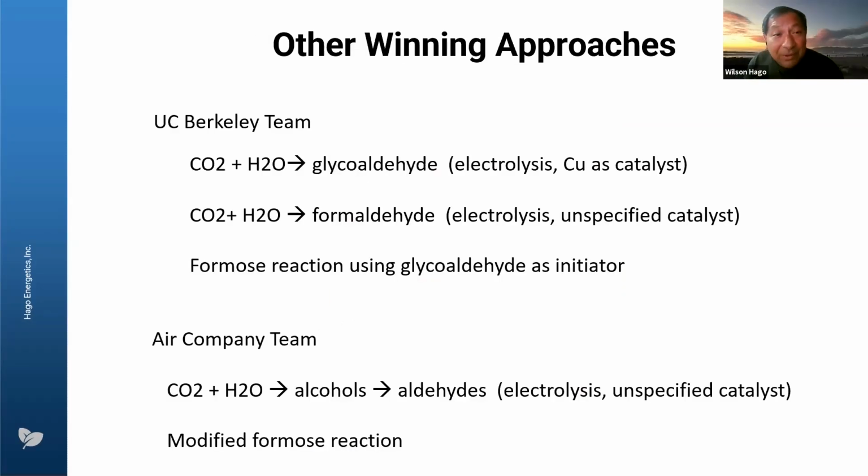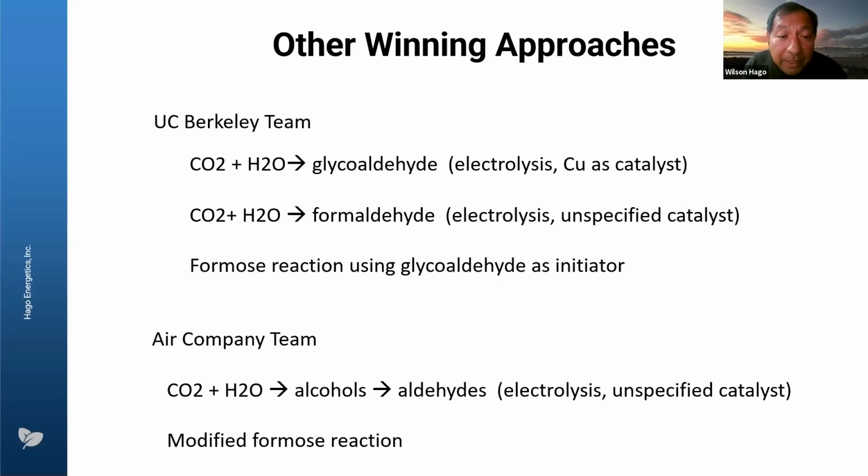I should say, in terms of other winning approaches, the other team that won was the UC Berkeley team. They made glycoaldehyde using electrolysis with copper as a catalyst. This is as far as I can understand. It may not be entirely true, but this is what I've been able to gather from reading, trying to understand what they did. They made formaldehyde just from CO2 and water in a beaker, basically using electrolysis, and then they used the FORMOSE reaction like we did to make the sugars.